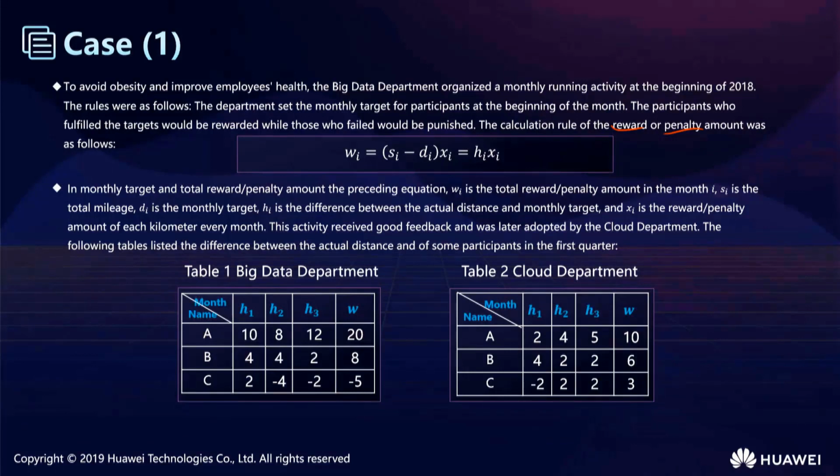In the formula, W_i is the total reward or punishment amount received in month i. S_i is the total miles run, D_i is the monthly target, and ΔS_i is the difference between the actual distance and the monthly target, and x_i is the reward or penalty amount per kilometer in each month.